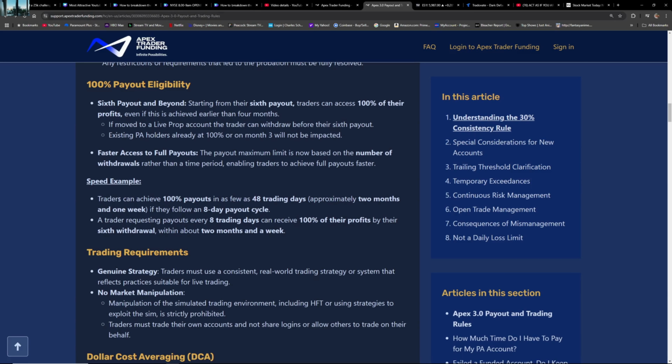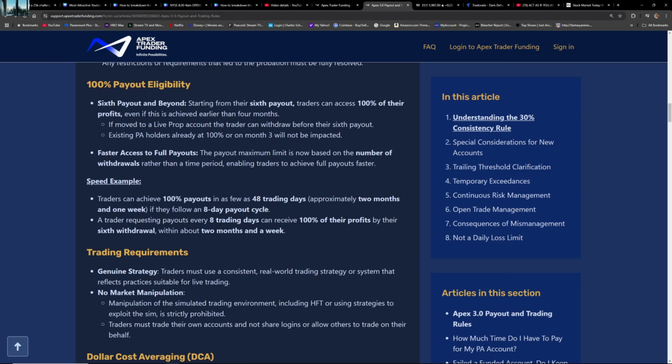Speed examples, you can achieve 100% payouts in as few as 48 trading days. That does not mean you will do it in 48 trading days. It may take you 4 months, it may take you 6 months, hell, it may take you a year. It doesn't matter as long as you reach it. Approximately 2 months and 1 week, I would say 2.5 months on average, if they follow an 8-day payout cycle.